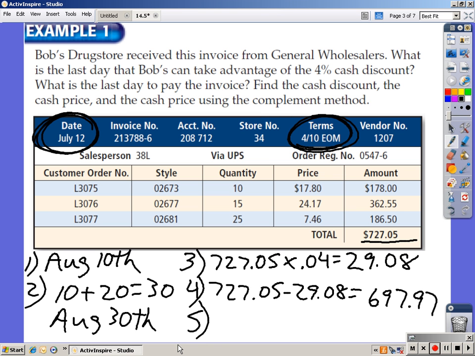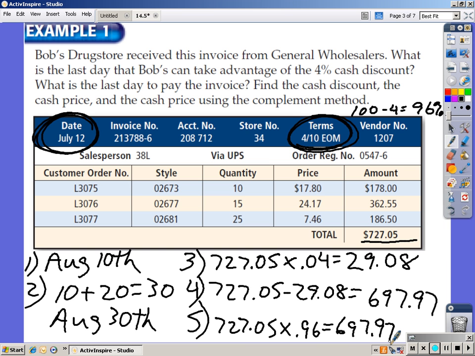And finally, question number 5 asks us to find the cash price using the complement method. Okay, if we remember the complement, how to find it? Well, it's 4%. 100 minus 4 is 96. 96% is our complement. So it's 727.05 times 0.96. We should get the same answer that we had on number 4, which is 697.97. Okay?